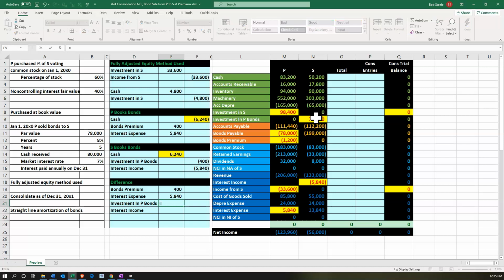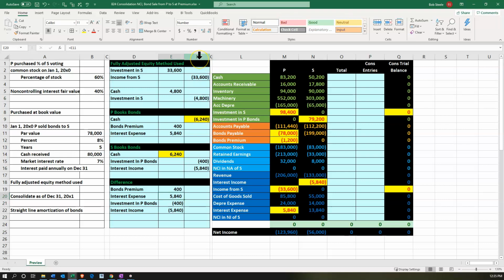And then we have on this side the investment in P bonds. We know the whole investment needs to go to zero. And then this side, the income here. So the income and the expense, of course, net each other out, and we're going to have to eliminate them in the elimination process. Okay, so let's go to the elimination process.